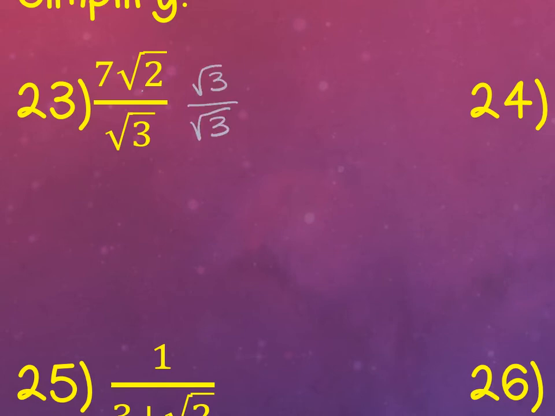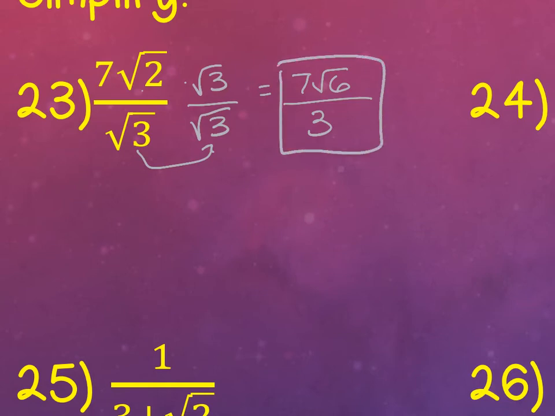7 times root 2 times root 3 becomes 7 root 6. And root 3 times root 3 is just 3. Now 3 can go into the 6, but one's a root and one's not, so I can't simplify it. 3 can't go into 7, so I'm going to leave it the way that it is. So if your constants can be simplified, you can. If you had 2 radicals that can be simplified, you can, but you can't put a radical into a constant or a constant into a radical. You can't simplify it that way.